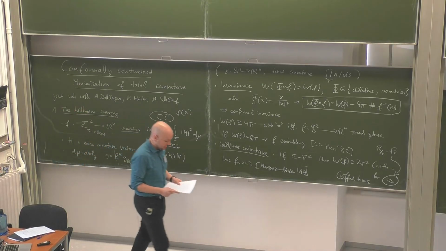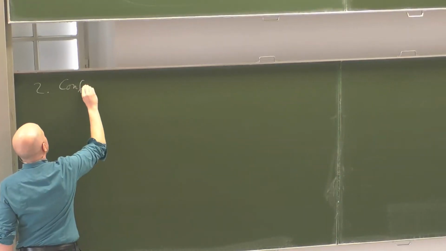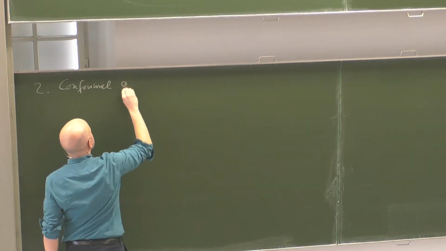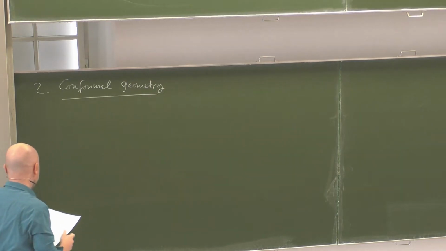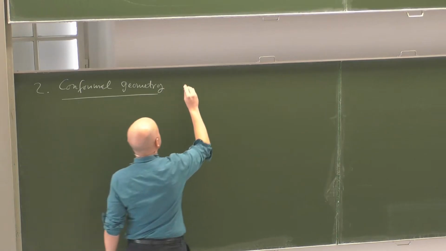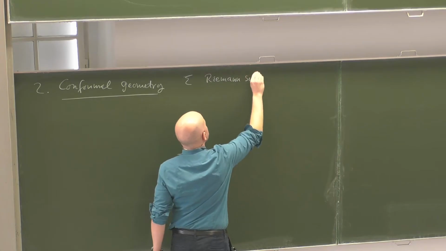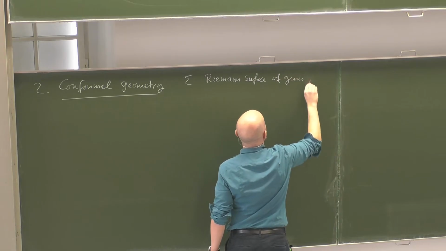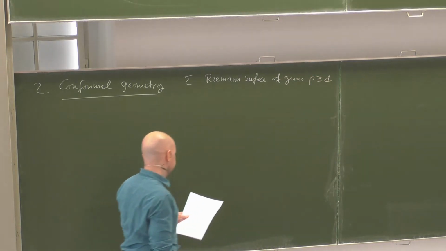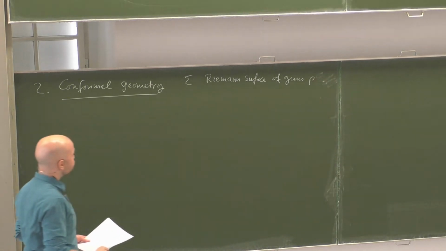Let's talk a bit about conformal constraints now. So let me give you a quick recap of the, let's say, conformal geometry of surfaces. Okay. For this purpose, I take sigma now to be a Riemann surface, so oriented, genus p, bigger than 1. Also allow for p equals 0 for the moment.